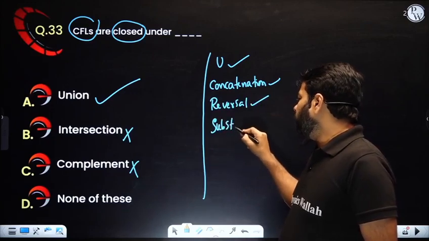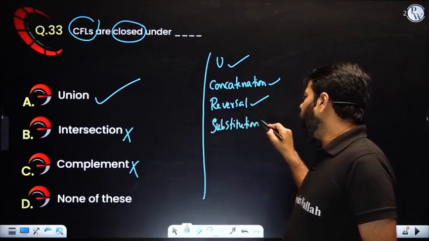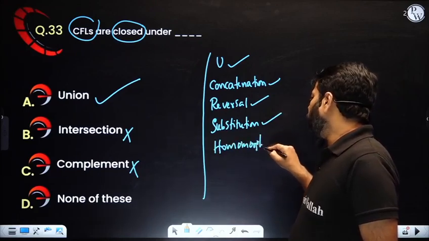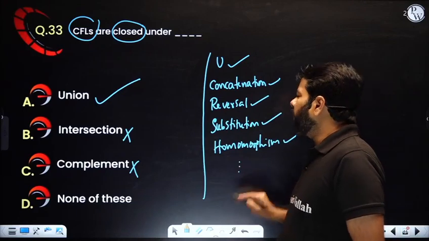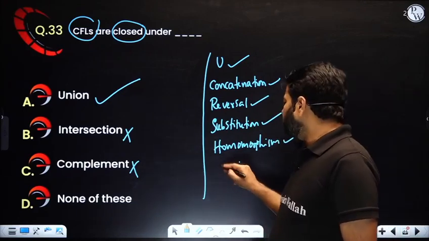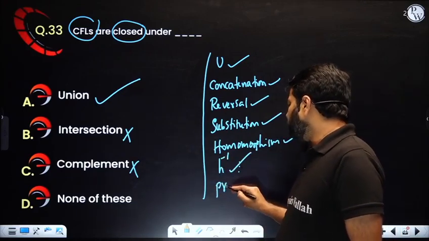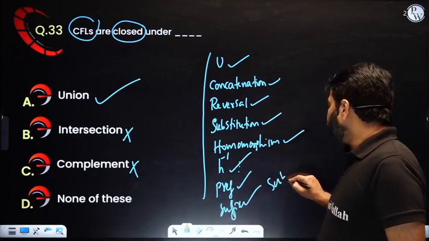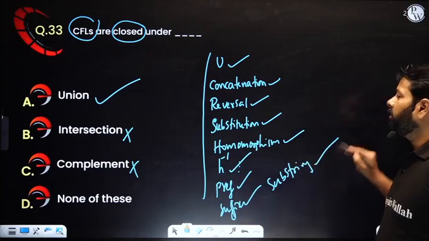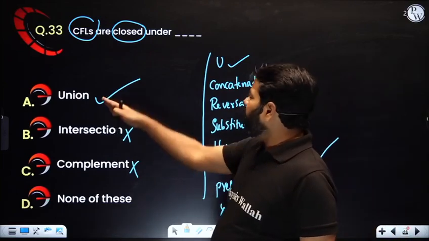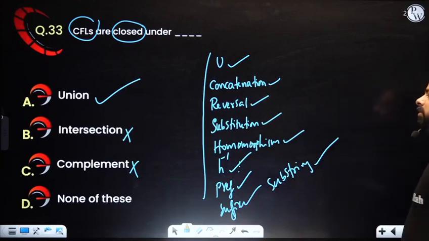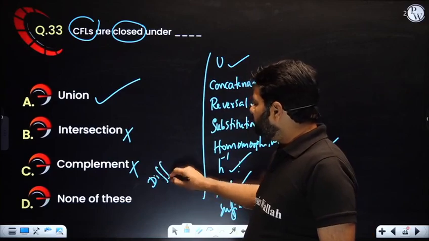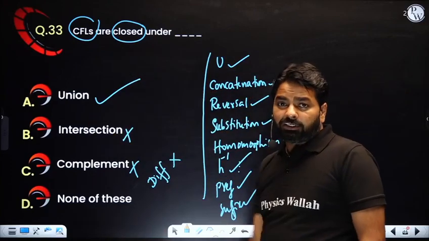What else is closed? Substitution. There are many others. Substitution is closed. Homomorphism, inverse homomorphism, many are closed, like prefix, suffix, substring, a very big list. H inverse closed, prefix closed, suffix. I am talking about context free languages. Substring closed, very important operations. Union along with these operations, they are all closed, but intersection, complement, and what else is not closed? Set difference is not closed for context free languages. I am talking about context free.